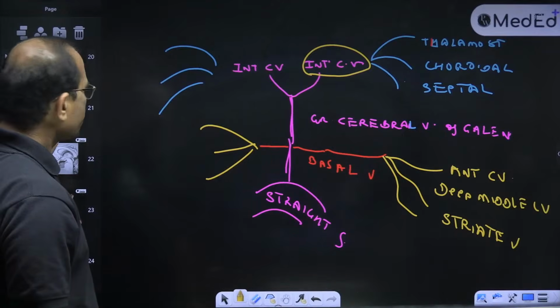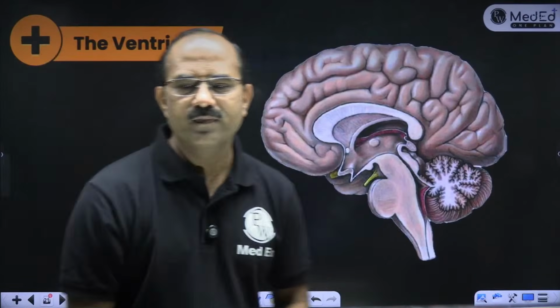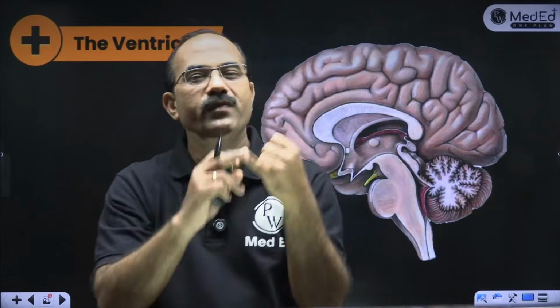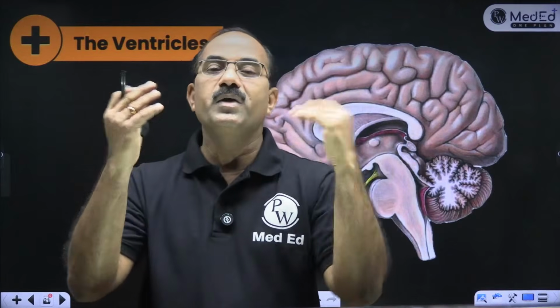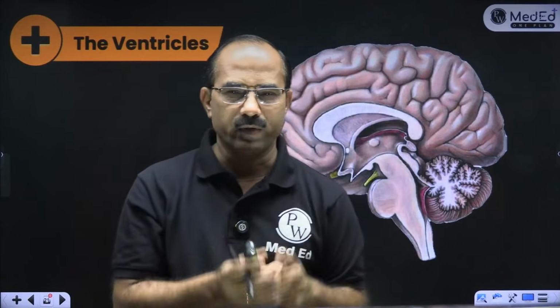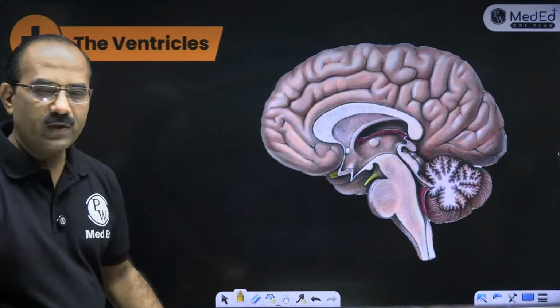Okay, now we start with the ventricles. The third ventricle is very important. The fourth ventricle is very important. Third and fourth ventricle you should know. Lateral ventricle may come as a short note. So I start with the third ventricle.